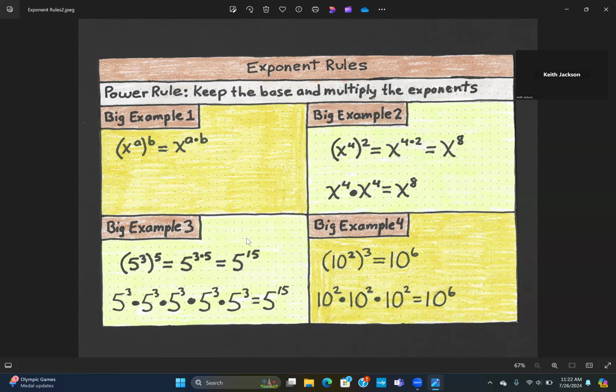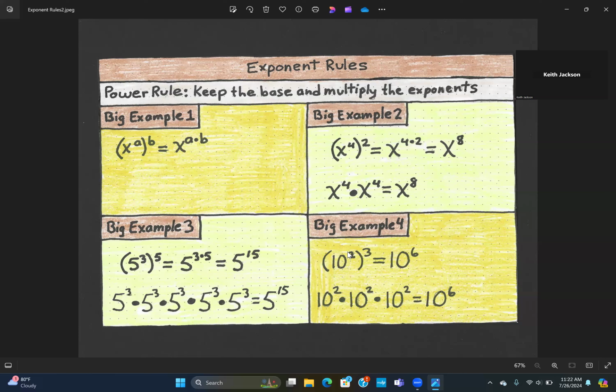And so let's take a look at big example 3. And we have the quantity of 5 raised to the 3rd power, and that quantity raised to the 5th power. And that just simply means that we have 5 raised to the 3rd times 5th, right? And so that's going to give us 5 to the 15th power. In other words, we're just taking 5 to the 3rd power and writing it out 5 times: 1, 2, 3, 4, 5. And then we can add the exponents: 3, 6, 9, 12, 15. And that's how we get 5 raised to the 15th power.